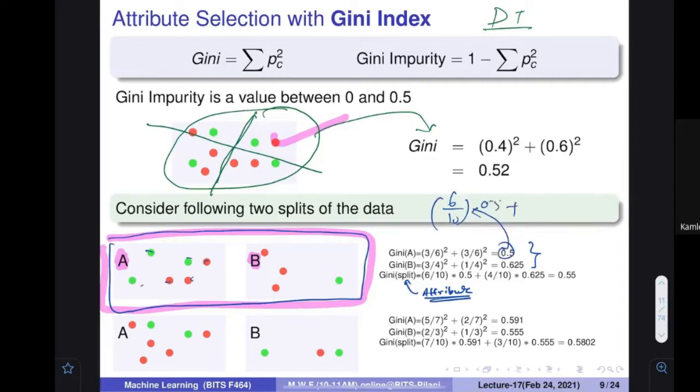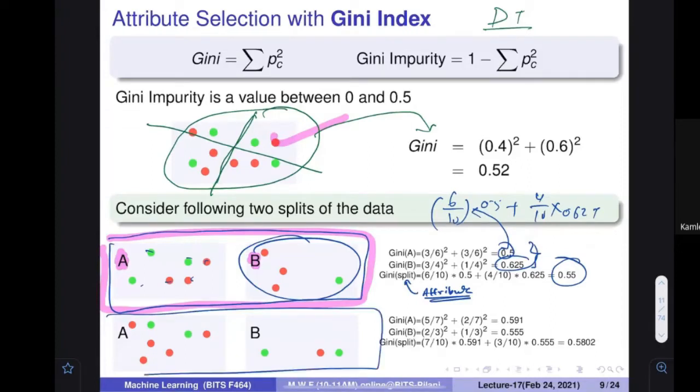plus what? How many items are there? Here 4 by 10 multiplied by what value? 0.625. And it comes out to be 0.55. In a similar way, let me give you another example: this split may happen because of testing on a different attribute. So what is the Gini value here? Again, you can find the Gini value of A, that is 0.591. Gini value of B is 0.55, and the Gini value of that particular split is going to be 0.580.